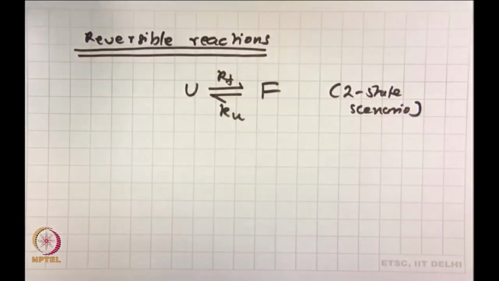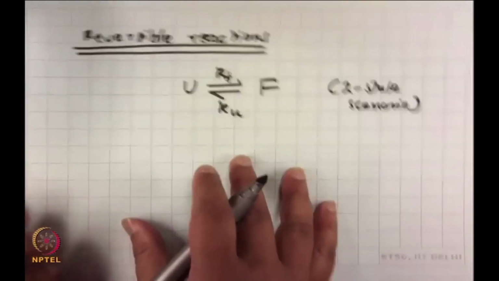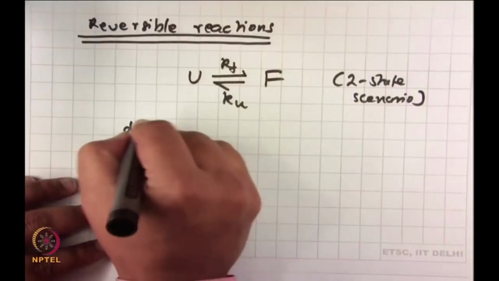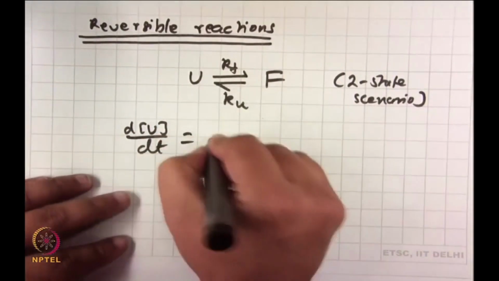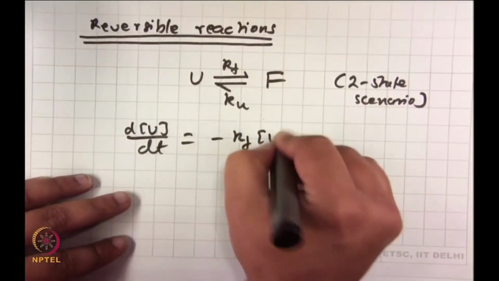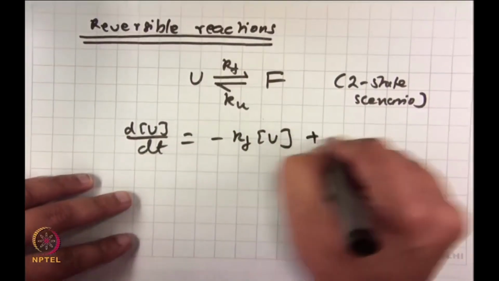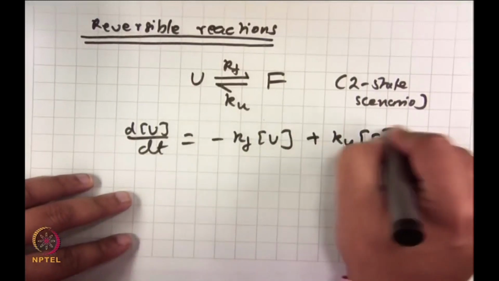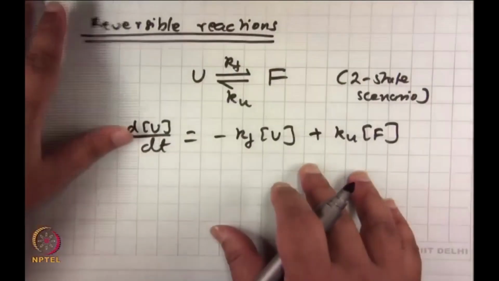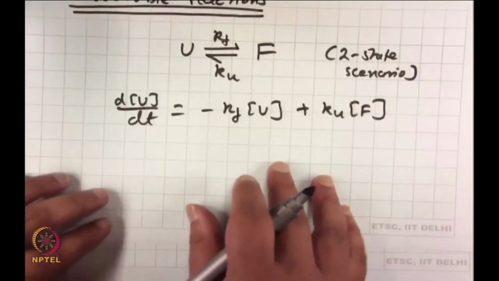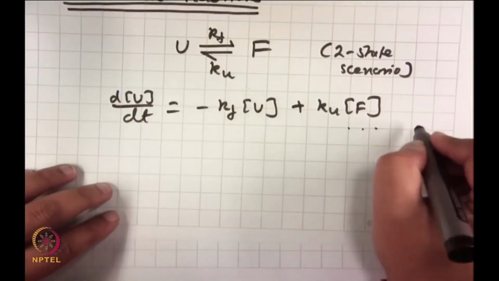Only two states, right. So, now I can write d[U]/dt would be minus Kf times [U] plus Ku times the concentration of F, is it not? U is the unfolded form, F is the folded form, and both of these can interconvert because they are in equilibrium. This is equation 4.